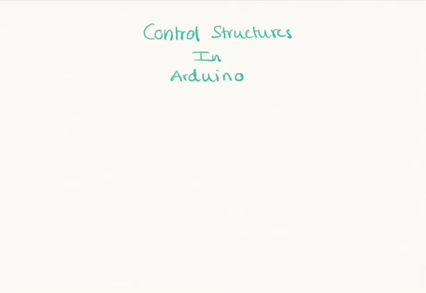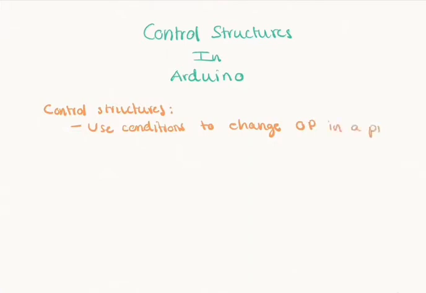In today's video, we're going to be covering control structures in Arduino programs. First, in order to do this, we need to cover what control structures are. Control structures use conditions to change the order of operations in a program. So to write this out: use conditions to change the order of operations in a program.